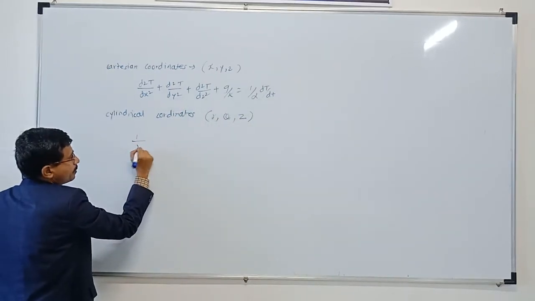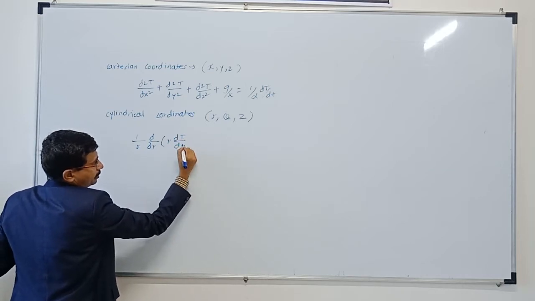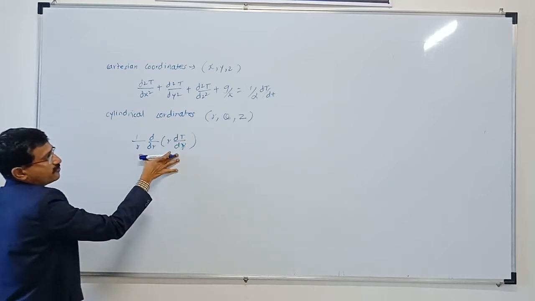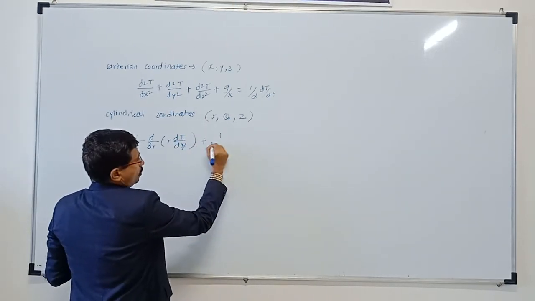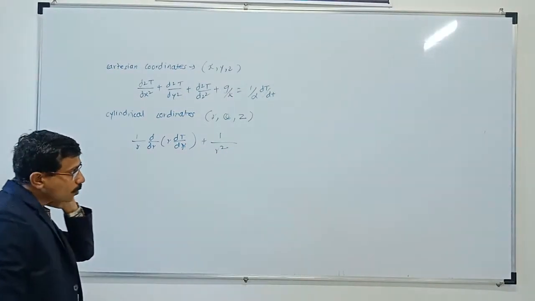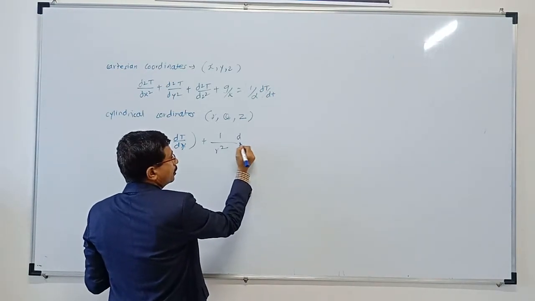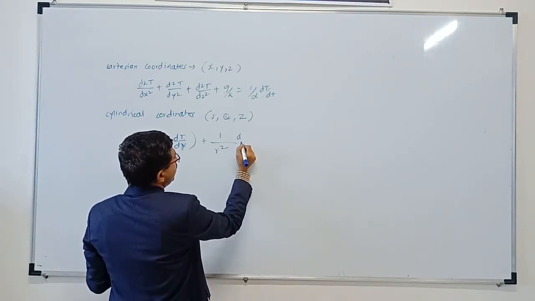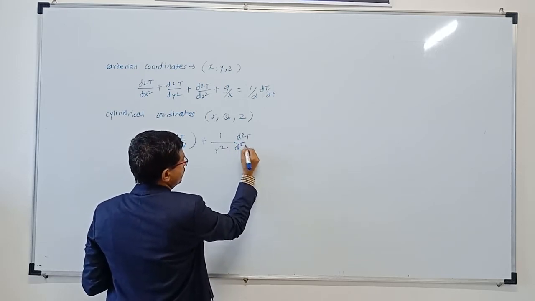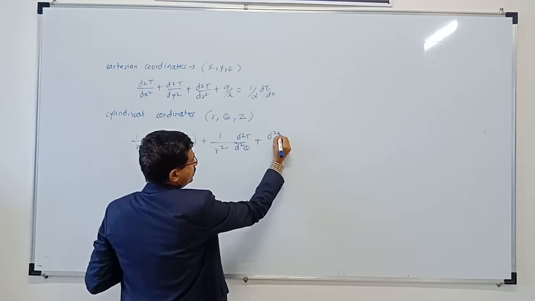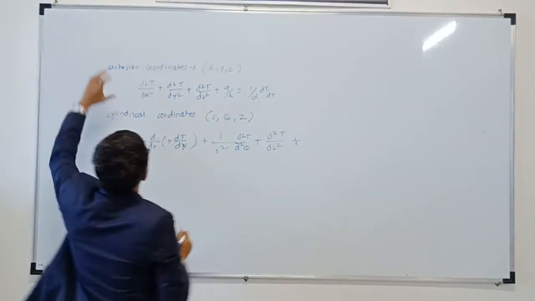So what is this? It is 1 by r d by dr of r dT by dr. This is along the first coordinate, that is r, plus 1 by r square d square T by d theta square plus d square T by dz square is equal to, plus, now it is a case with heat generation.